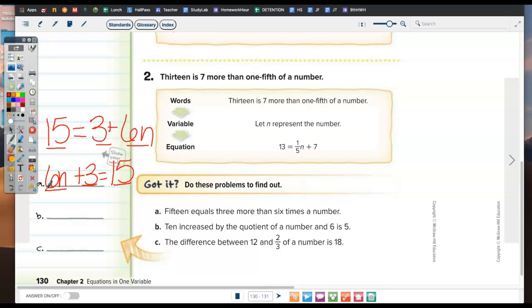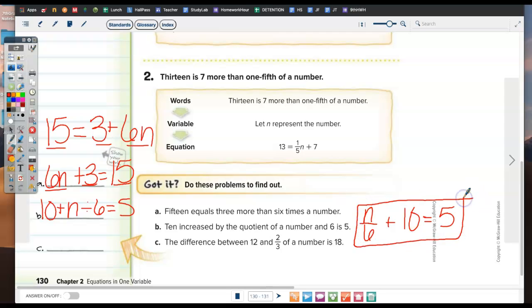B. How do you write 10 increased by the quotient of a number and 6 is 5? Kaden? 10 plus n divided by 6 equals 5. Max, do you have something different? I put n over 6 plus 10 equals 5. Yep. That is also correct, okay? This is probably the way that you will see me write it.